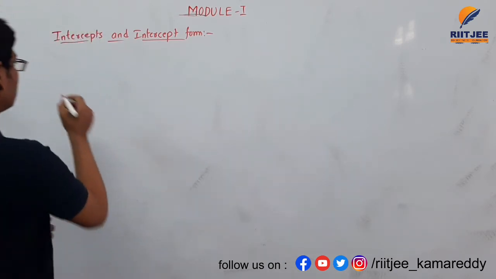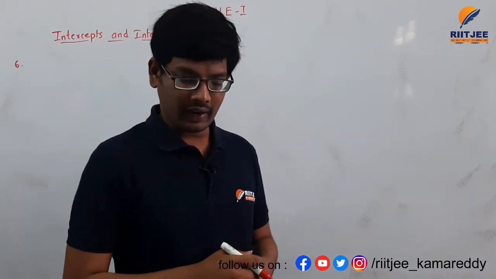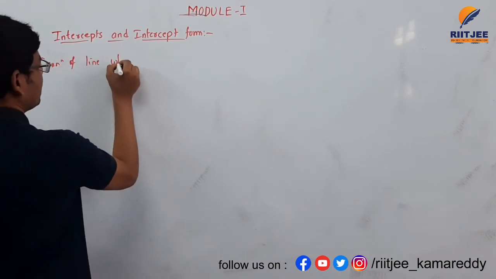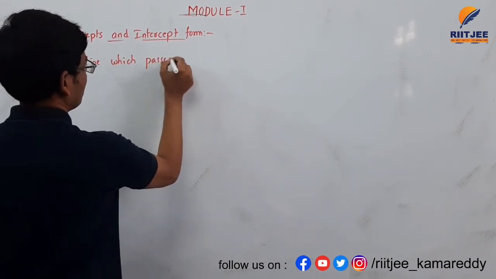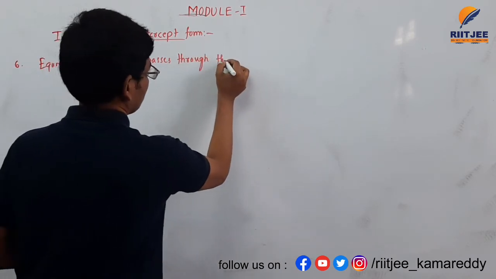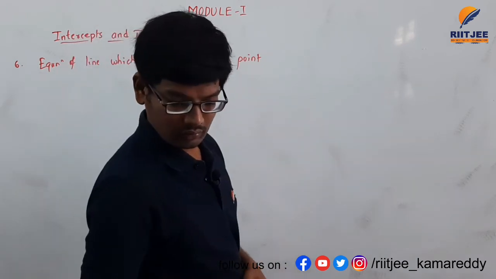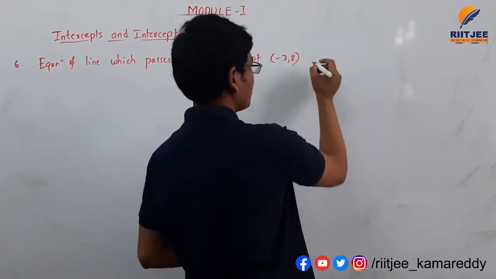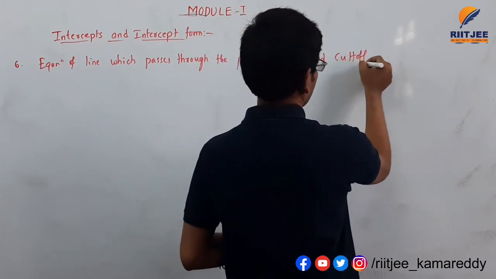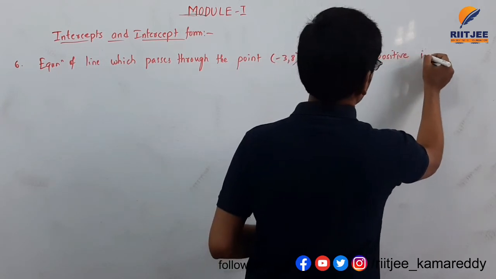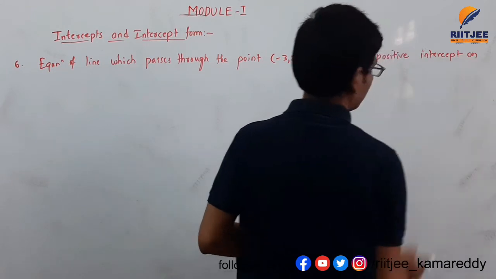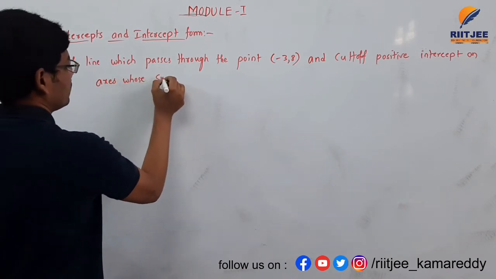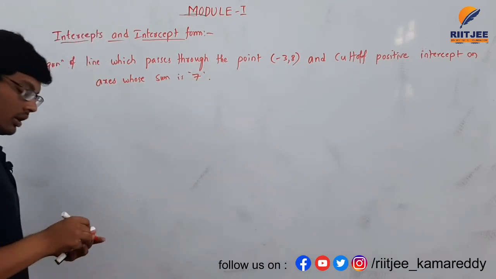Question number 6. Equation of line which passes through the point minus 3 comma 8 and cuts off positive intercepts on axes whose sum is 7. So this is the question he is given.